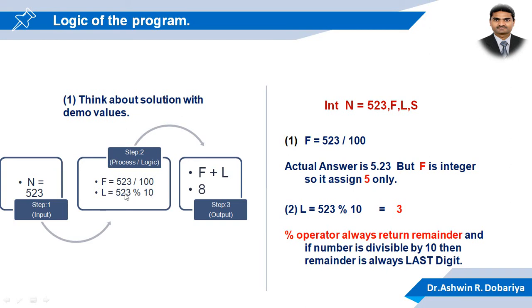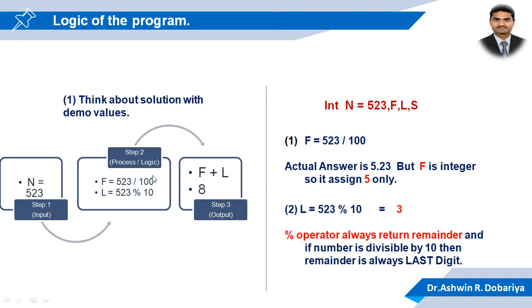Another important thing: whenever you separate the last digit of any number, you use the modulus operator, which we already discussed in the operators video. The modulus operator always returns the remainder. Whenever you divide any number by 10, the remainder is always the last digit, and here we require the last digit. So when any number is divided by 10 and you take the remainder, the remainder is always the last digit. That is another mathematical rule you have to remember.